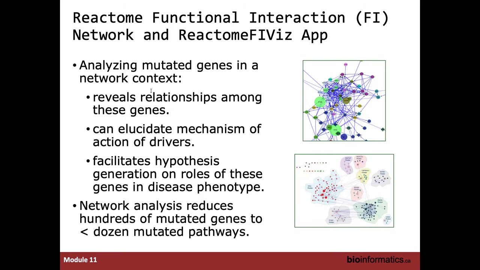So now let's talk about the Reactome FI network. And we'll learn a little bit more about this in the lab. But essentially, it's a tool that can be used to analyze large gene disease data sets. The purpose of this is analyzing mutated genes in a network context, which allows you to understand the relationships between those genes, potentially elucidate the mechanism of action of the drivers and the interactions between the passenger mutations and these drivers. It facilitates hypothesis generation about the role of these genes within the disease phenotype. And the take-home message here is that you're reducing potentially hundreds of thousands of mutated genes down to a dozen or so mutated pathways.